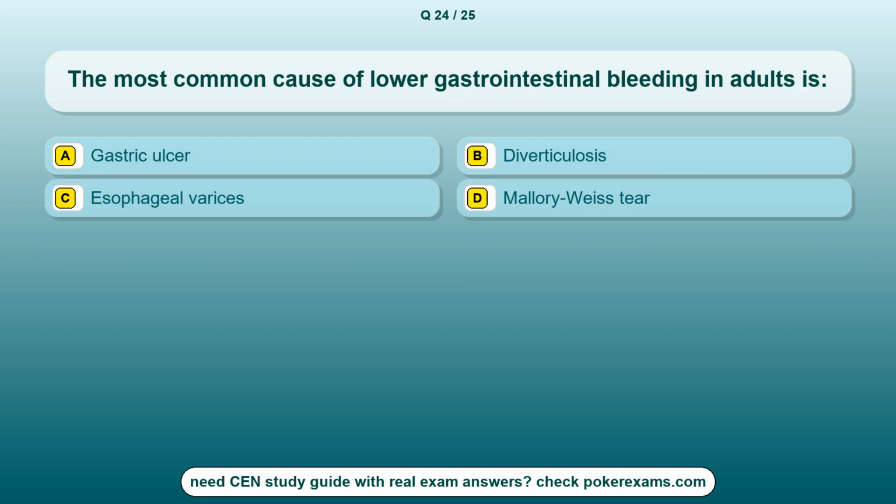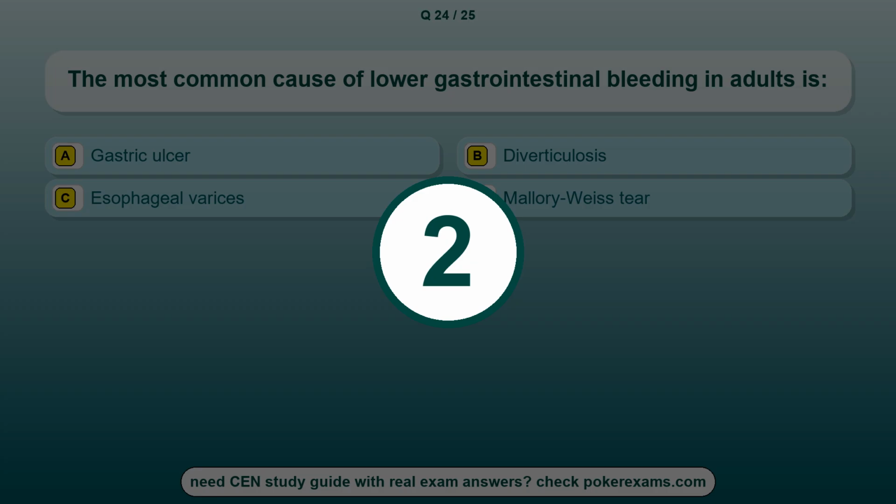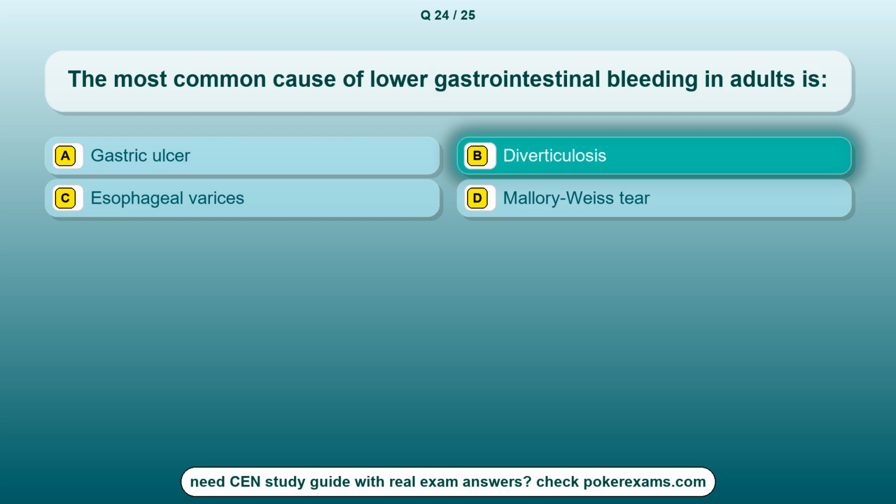Question 24. The most common cause of lower gastrointestinal bleeding in adults is option A, gastric ulcer. Option B, diverticulosis. Option C, esophageal varices. Option D, Mallory-Weiss. The correct answer is option B, diverticulosis.